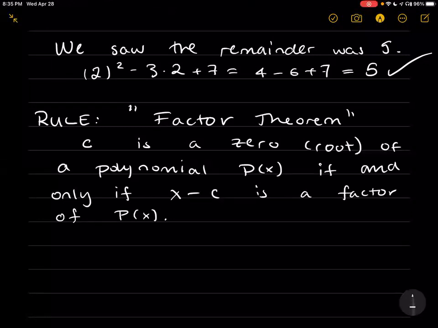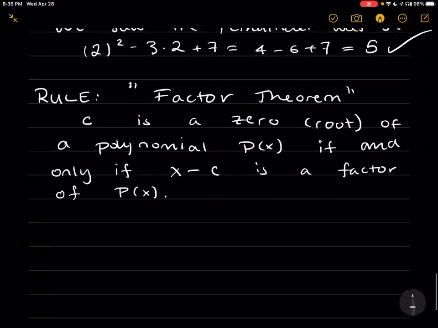This rule's a little more dense, especially because it's got that weird if and only if in it. You remember from high school geometry, if and only if is a biconditional. That's just a fancy word for it. What this is saying is that if you have some root c of a polynomial, then x minus c is going to be a factor of it. And if x minus c is a factor of your polynomial, then c is going to be a root. So it goes both ways.